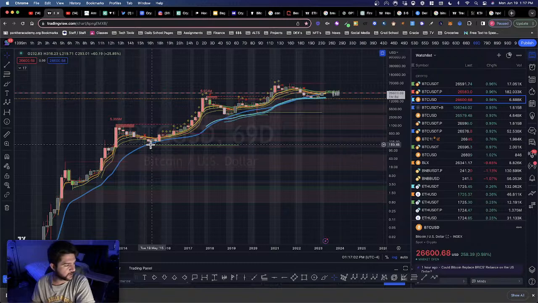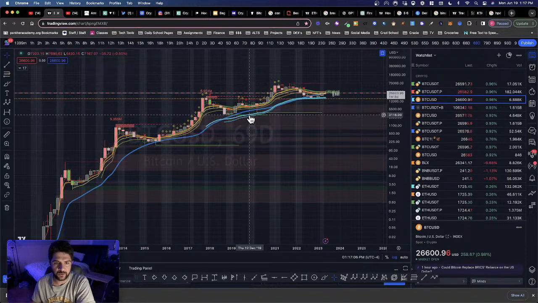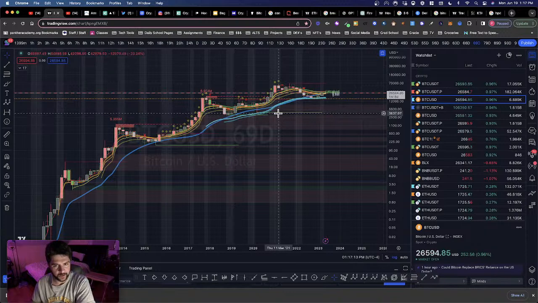Right? I bought at $200. Where would I put my stop loss? Below the previous low. I would sell here. Maybe here. Right? I would sell below the lows.